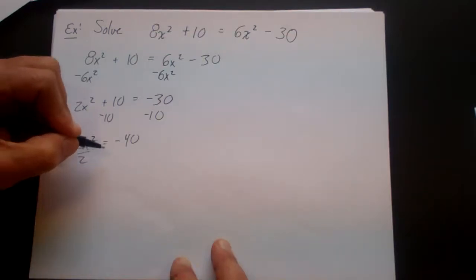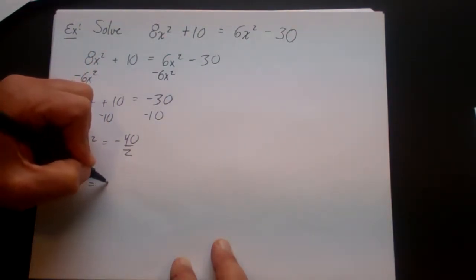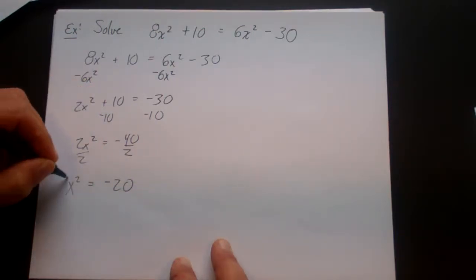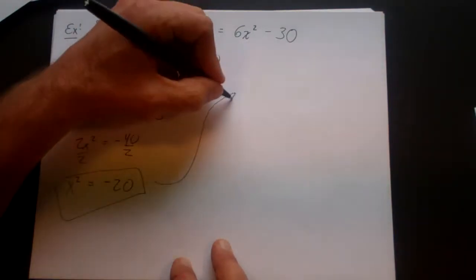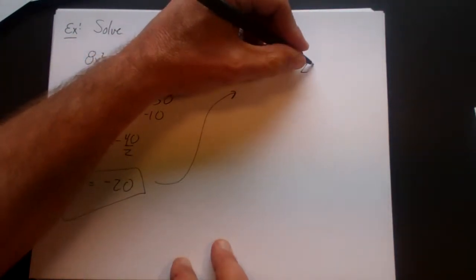And I'm going to divide by 2. x squared is equal to minus 20. So I'm not done now. I'm just going to come over here and solve the rest of it. So I have x squared is equal to minus 20. So that's the first step.